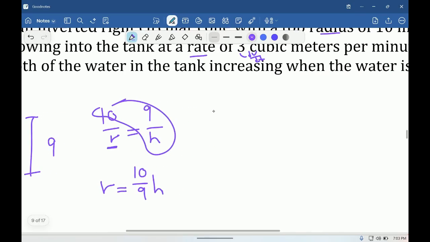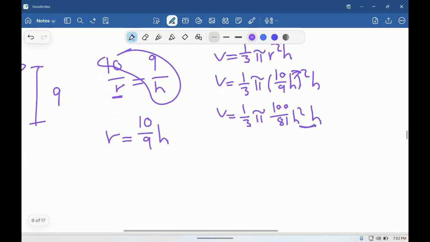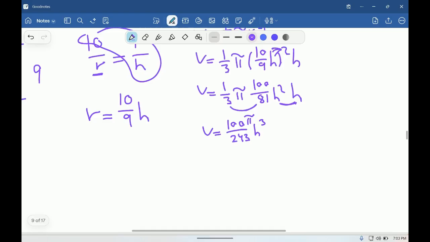And we're going to plug this into our volume formula. It's going to be 1 over 3 pi r squared h. We're going to plug that in. It's going to look like this. And we're going to want to distribute this so that our equation is going to be 100 over 81 h squared times h. And we're going to want to multiply this as well as this. This is going to give us 100 over 243 h cubed. We're going to put this pi over here.